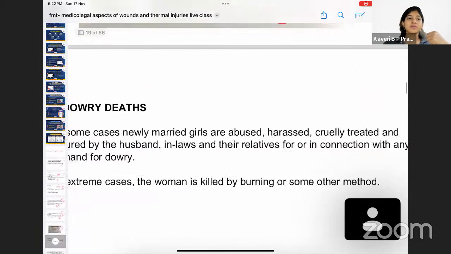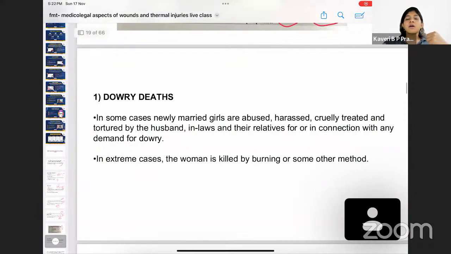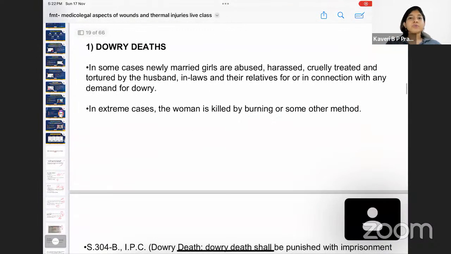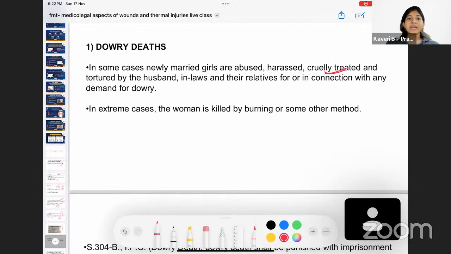Now coming to the question of dowry death. So what do you understand by dowry death? In some cases, newly married girls are abused, harassed, or cruelly treated by the husband or in-laws in order to seek money or any other property. So this is nothing but a case of dowry death. Okay, in extreme cases, the woman is killed by burning or some other method. This is the definition of dowry death.